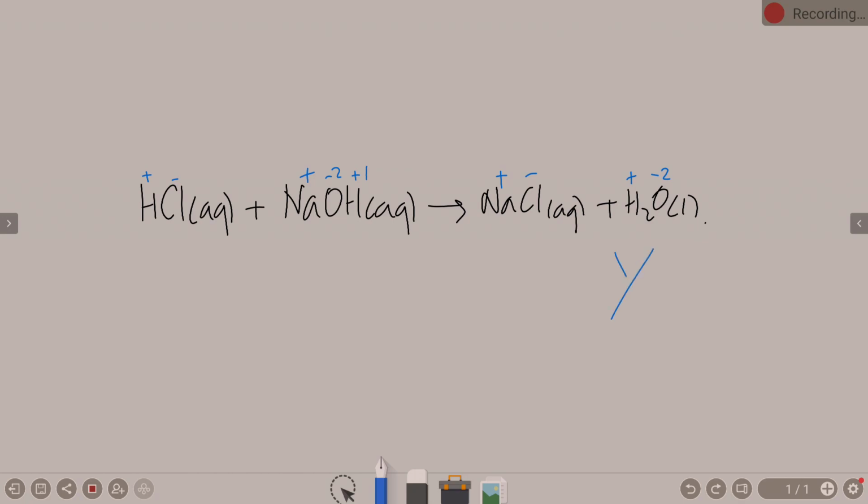So therefore, this is not a redox reaction. In fact, it's called a neutralization reaction. And neutralization reactions involve an acid with a base to get salt plus water.